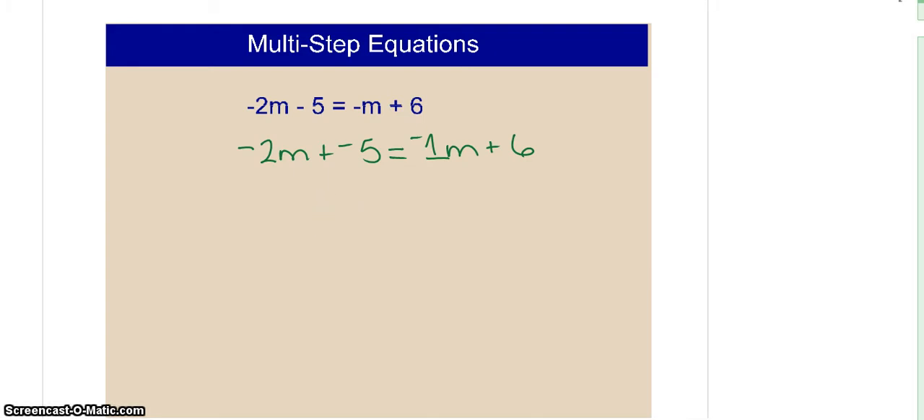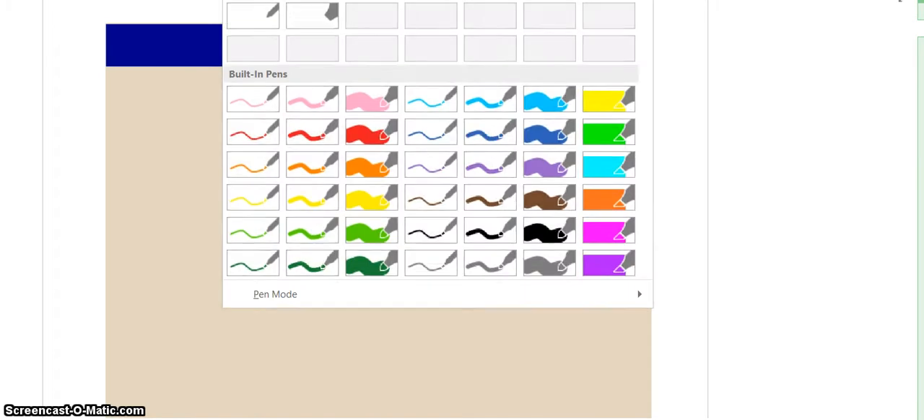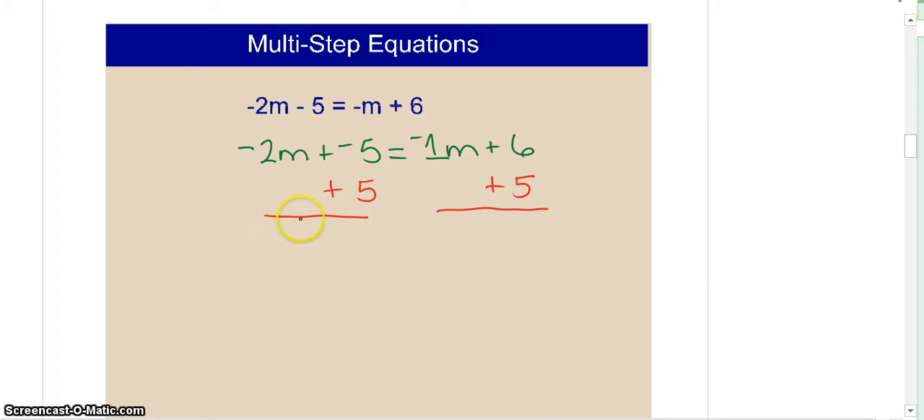So I'm going to start by getting rid of all of my constants over here on the left-hand side. Since I'm adding a negative 5, I'm going to add a positive 5 to give me 0. That's how I get rid of it. And if I do that to the left, I have to do the same thing to the right side. Next, I simplify by adding like terms. So negative 2m plus negative 5 plus 5 is 0.